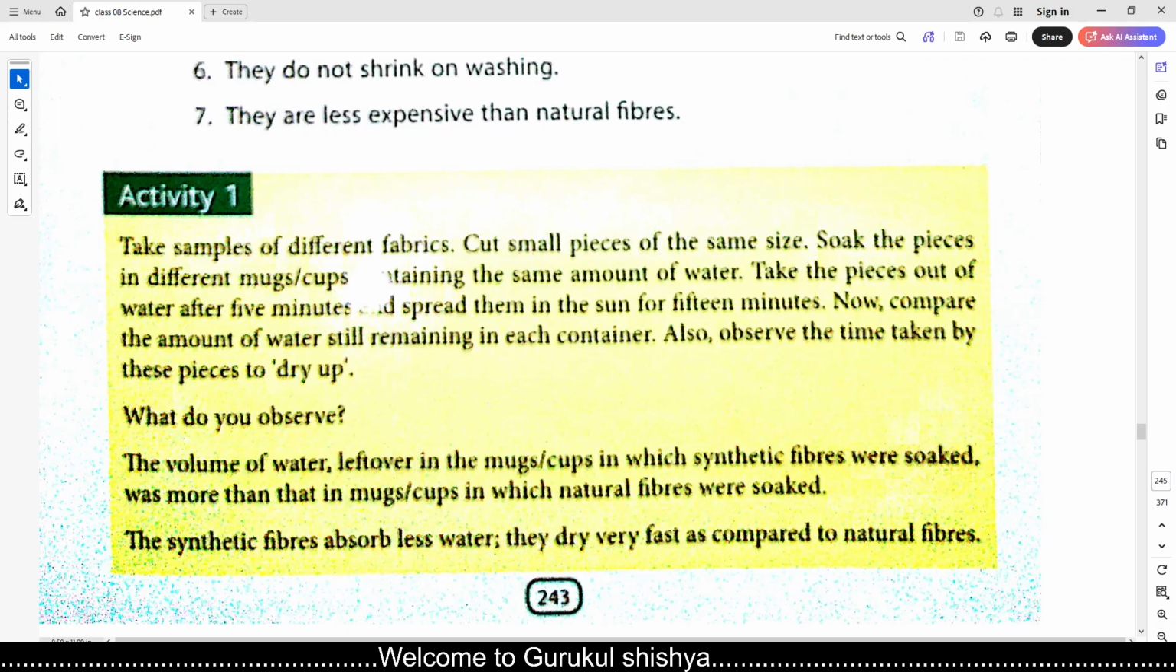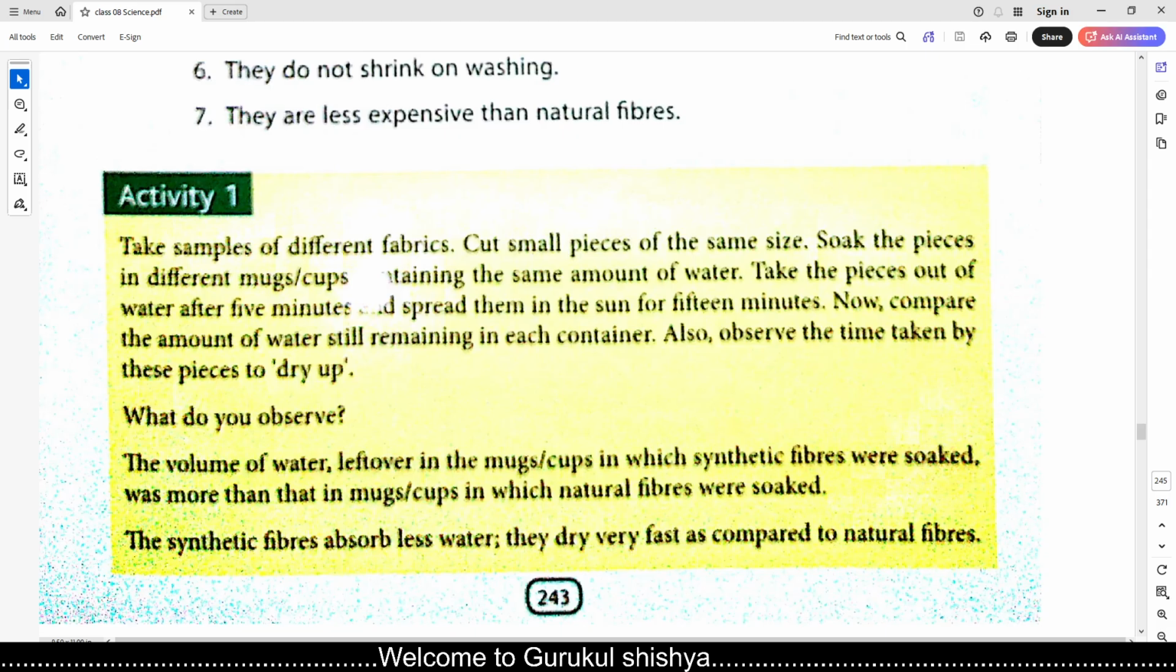Take samples of different fabrics, cut small pieces of same size, soak the pieces in different mugs, cups, containers, in a small amount of water. Take the pieces out of water after 5 minutes and spread them in the sun for 15 minutes. Now compare the amount of water still remaining in each container.